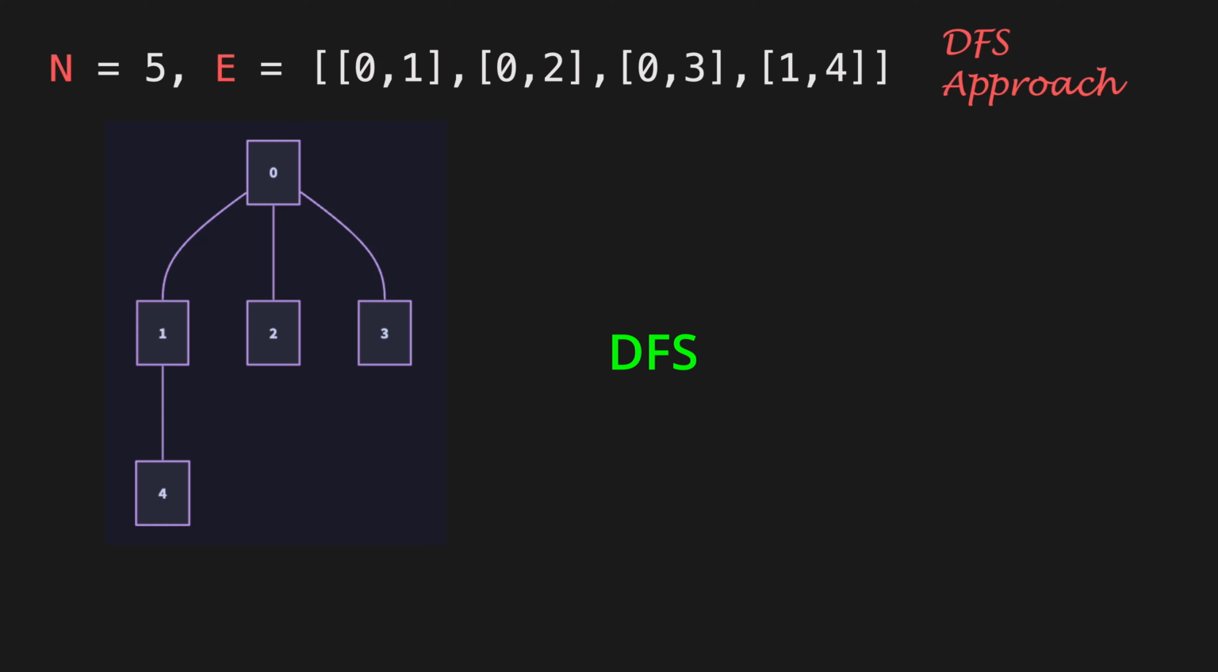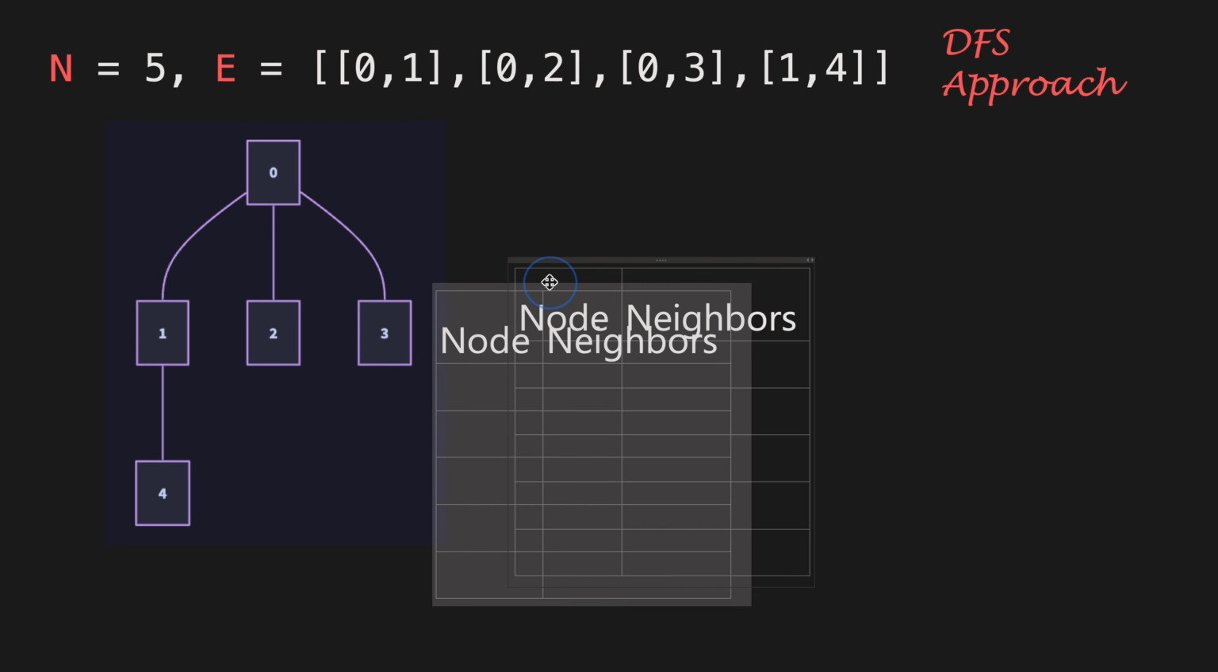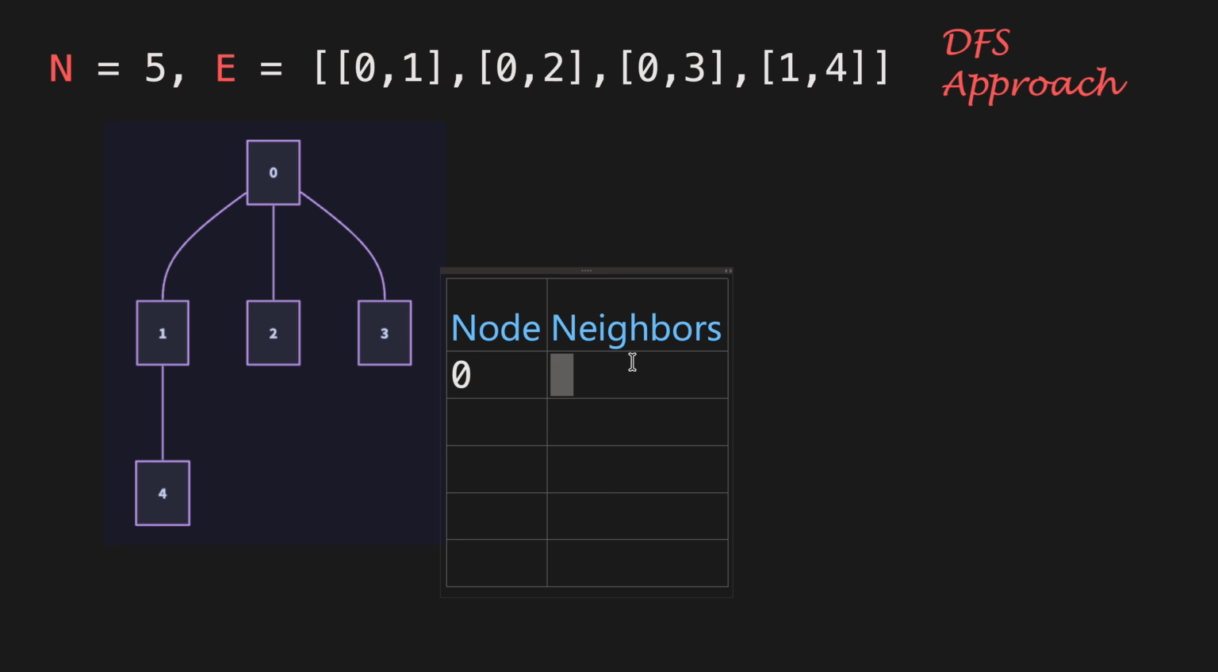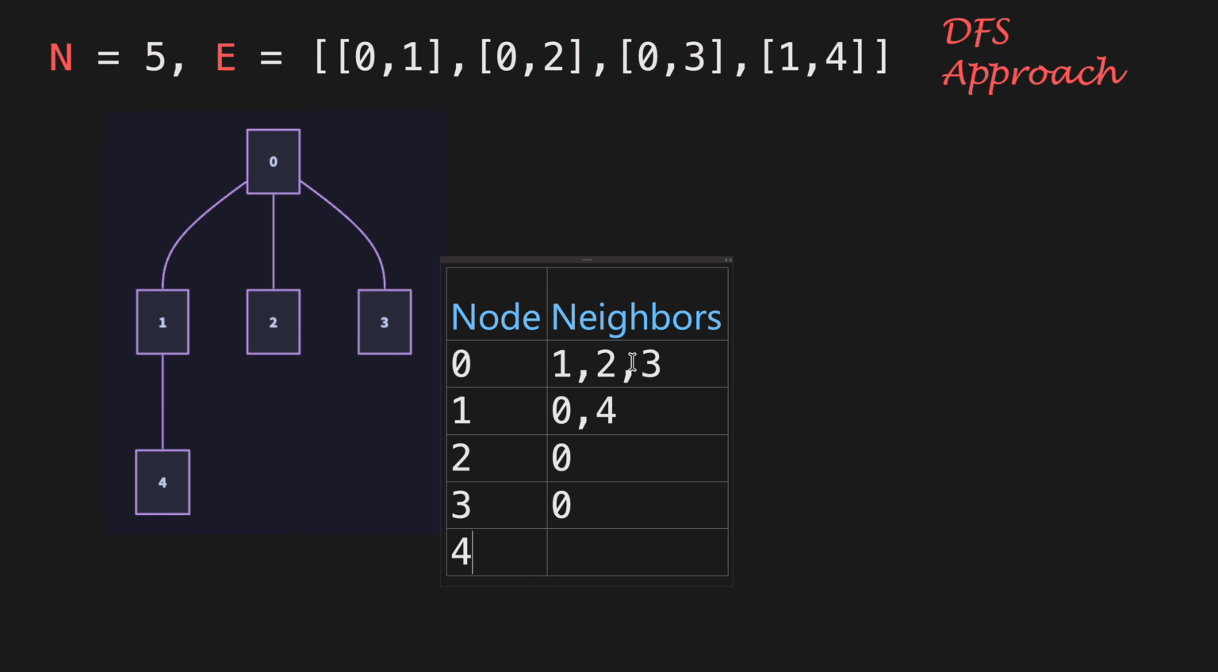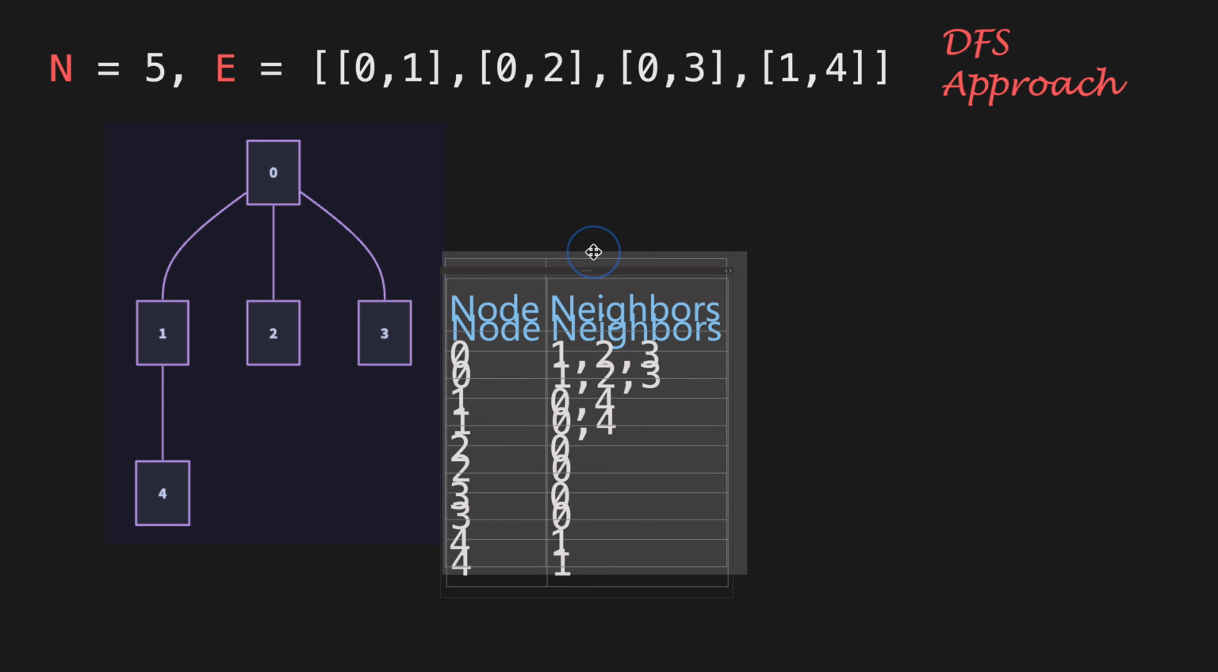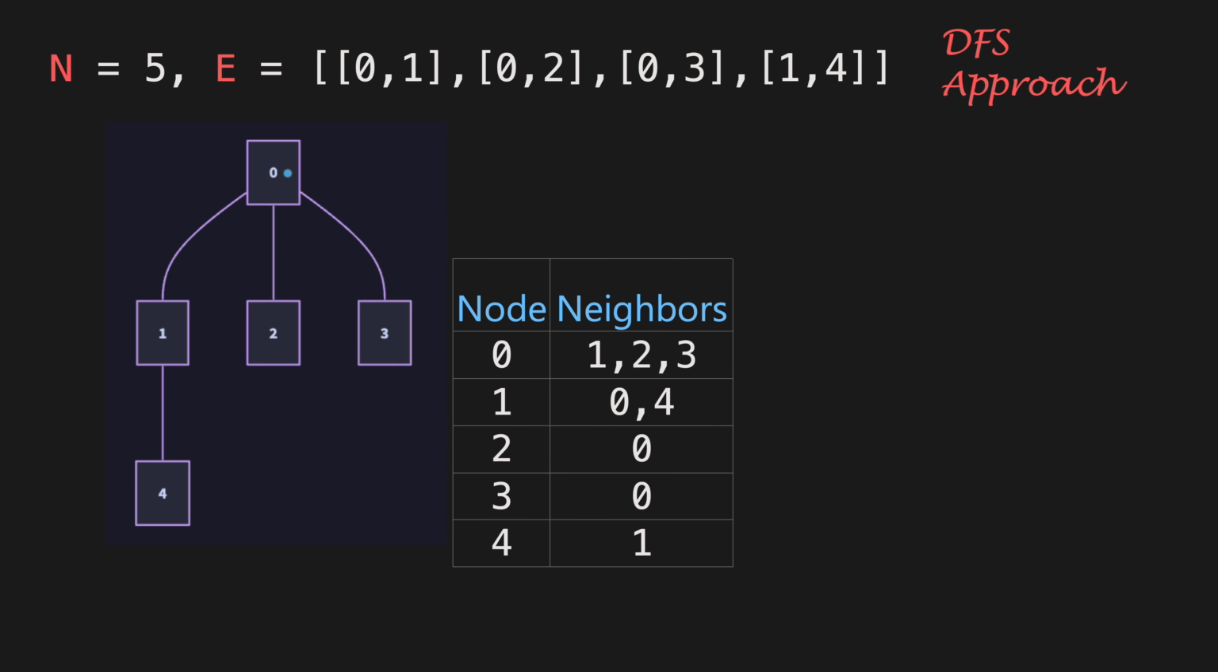And hence, after checking if E is n-1, our next step is to build the adjacency list so we can navigate the graph efficiently. For the adjacency list, node 0 connects to 1, 2 and 3. Node 1 connects to 0 and 4. Node 2 connects to 0. Node 3 connects to 0. And finally, node 4 connects to 1. Now we start the depth first search.